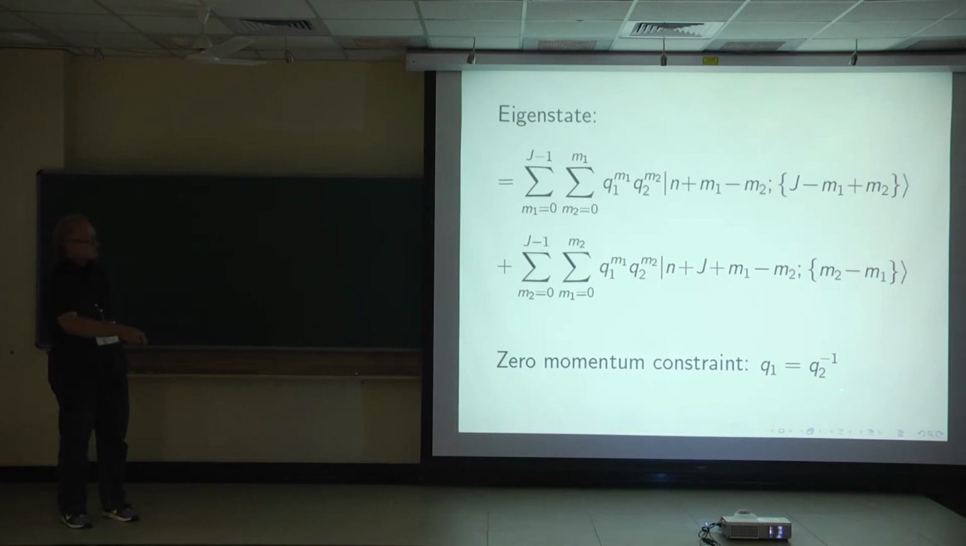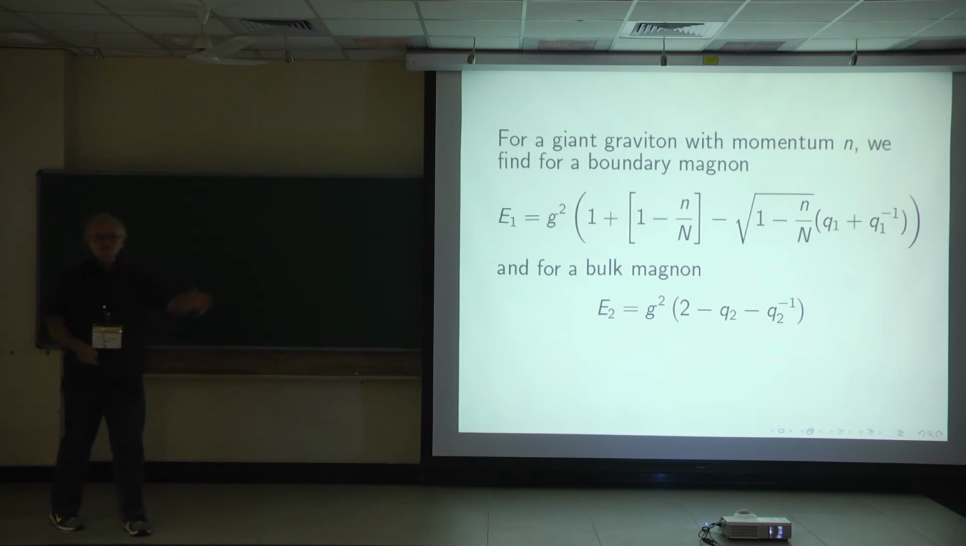So Q1 must be equal to the inverse of Q2. The zero momentum constraint came about in the single trace sector by cyclicity of the single traces. Here it has a different origin, but we'll see it's actually crucial for us to get the correct result. So this zero momentum constraint will play an important role. If I now just consider a giant graviton of momentum n, and I plug in the value for the factor of the Young diagram, that's the answer that I get for a boundary Magnon, and that's the usual answer for the bulk Magnon. That factor in the square bracket and that factor under the square root are the result of summing all of the non-planar diagrams.